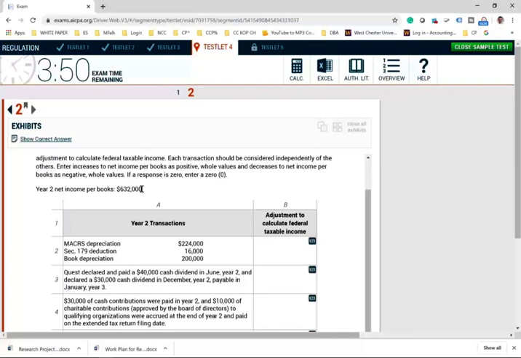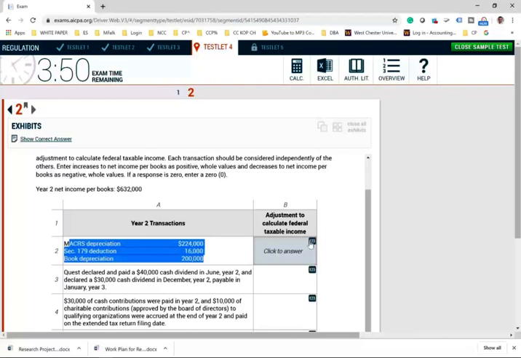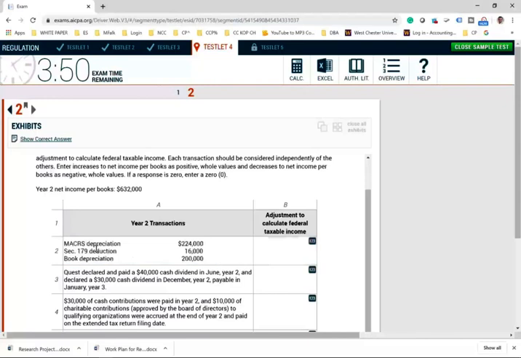Simply put, here they're giving you net income per books and additional information, and you need to find out, based on this information, how you are going to adjust federal taxable income. Are you going to add to your federal taxable income and pay more taxes, or deduct from your federal taxable income and pay less taxes? Here's the first thing they give you.